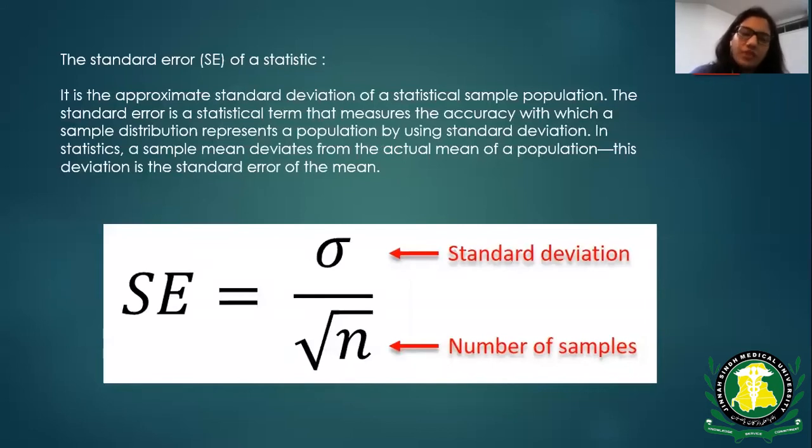It's more important when reading journal articles and research papers, and you usually see this number as SE, which is an approximate standard deviation of a statistic sample population. The standard error is a statistical term that measures the accuracy with which a sample distribution represents the population by using standard deviation. In statistics, a sample mean deviates from the actual mean of a population.